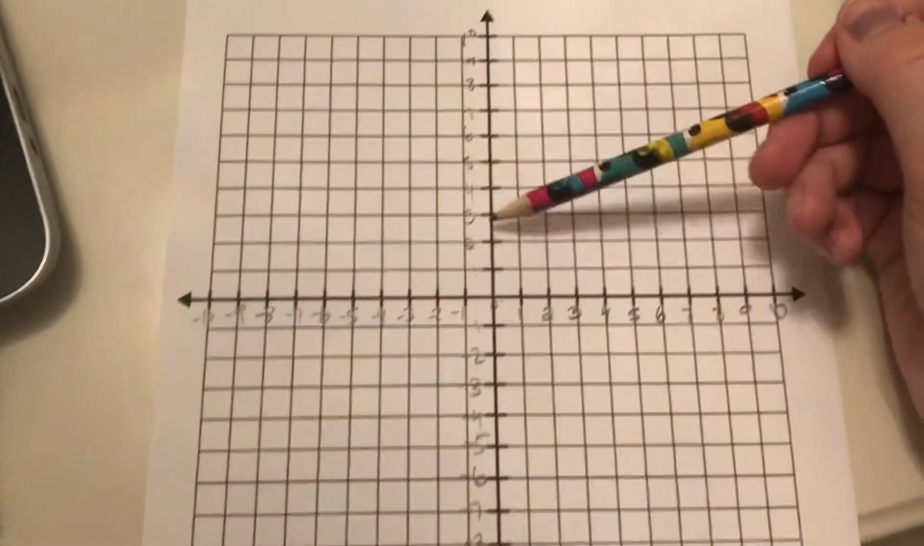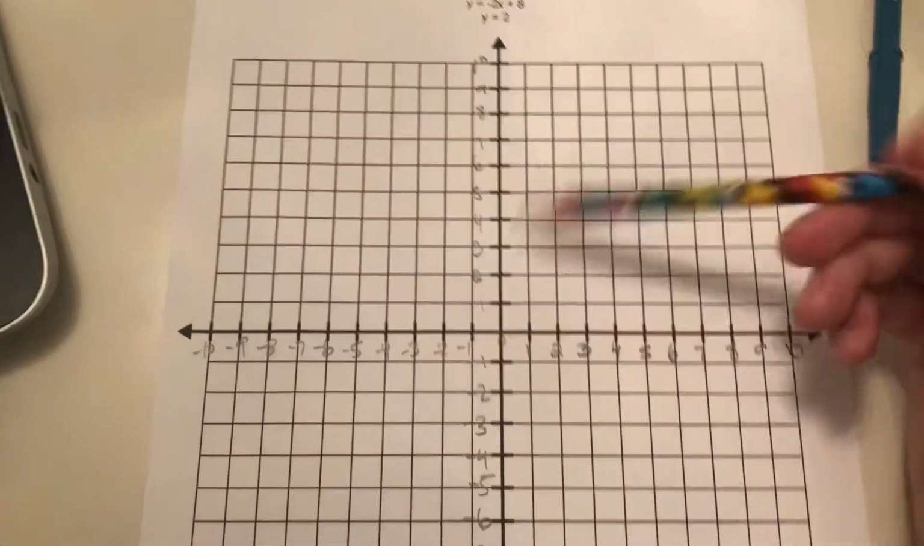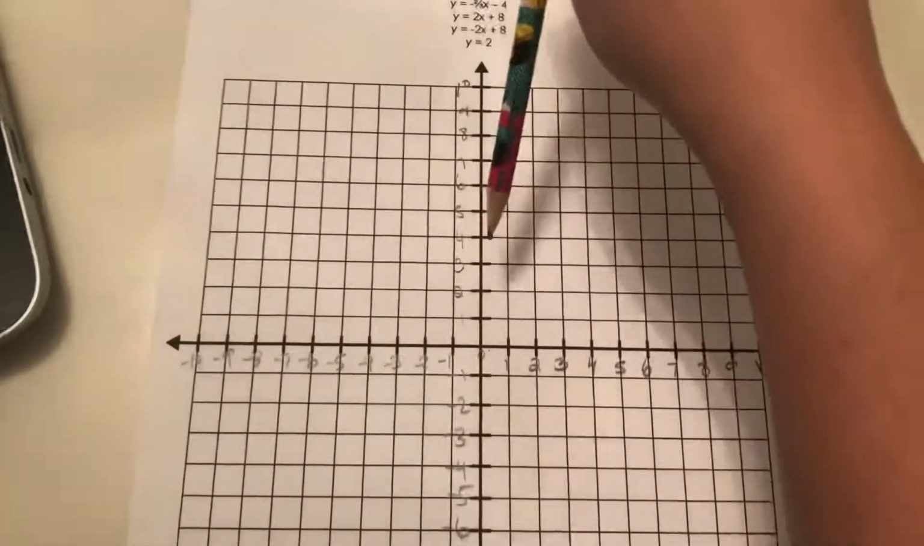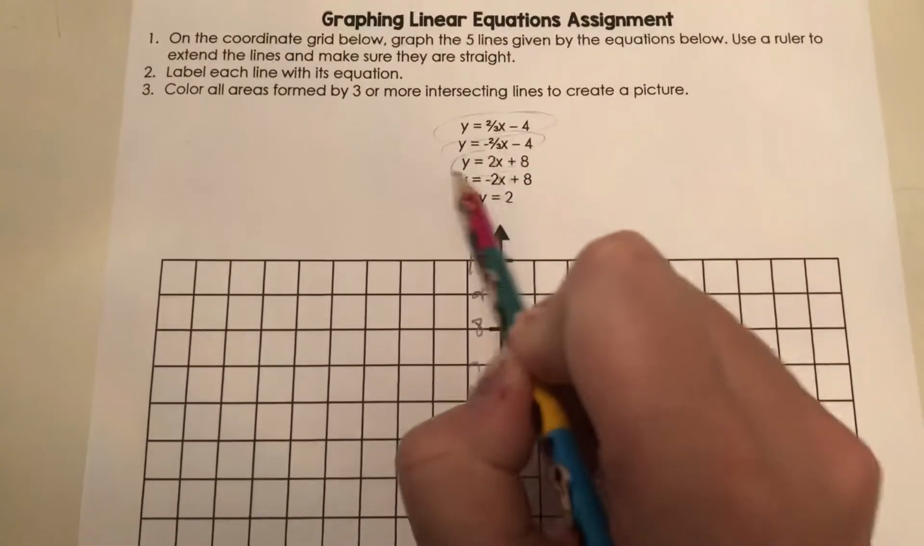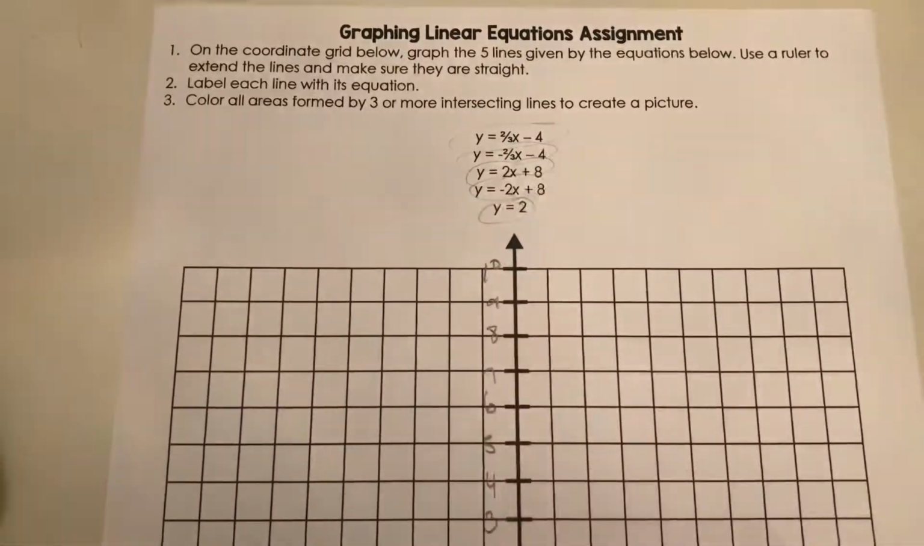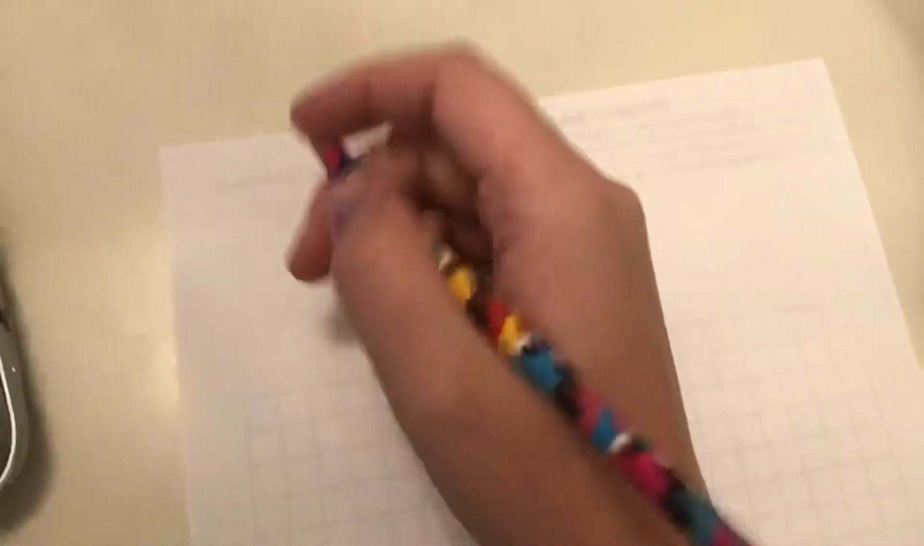Then you're going to do the same thing going this way. Everything that's going in the up direction is positive, everything that's going down is negative. Okay, so that's the first step. The second thing it's asking you to do is to plot each one of these equations. In order to do that, you need to create t-charts. On the back, I would recommend creating your t-charts.